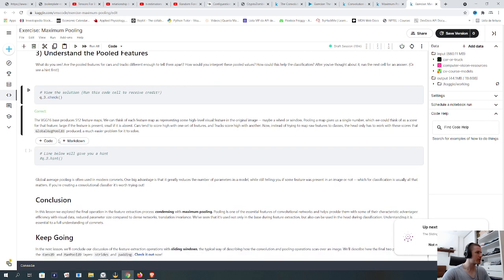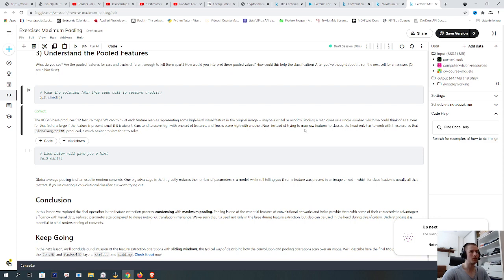The VGG16 base produces 512 feature maps. We can think of each feature map as representing some high-level visual feature in the original image, maybe a wheel or a window. Pooling a map gives us a single number, which we could think of as a score for the feature: large if the feature is present, small if it's absent. Cars tend to score high with one set of features, and trucks score high with another.